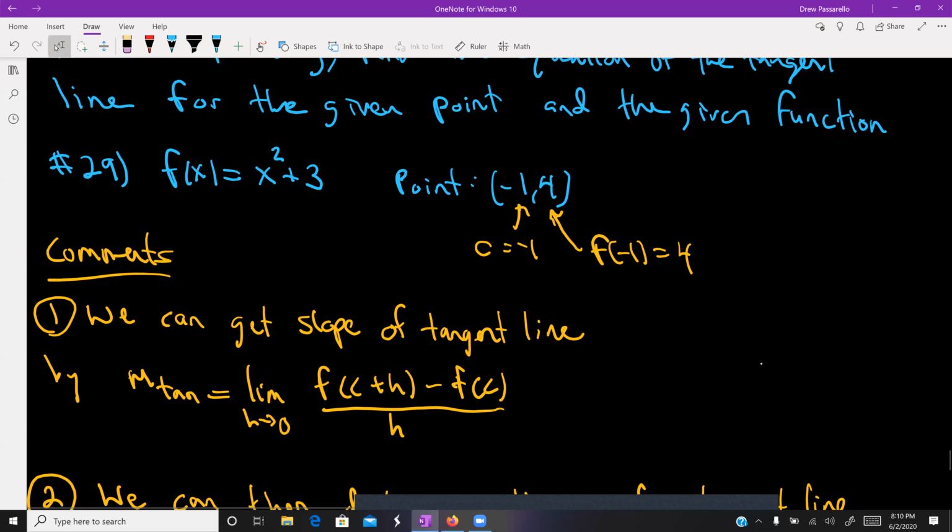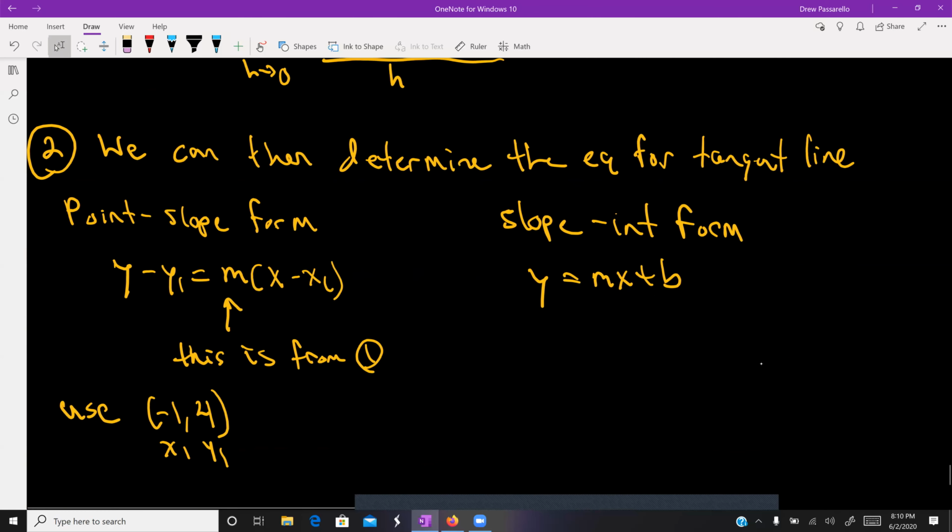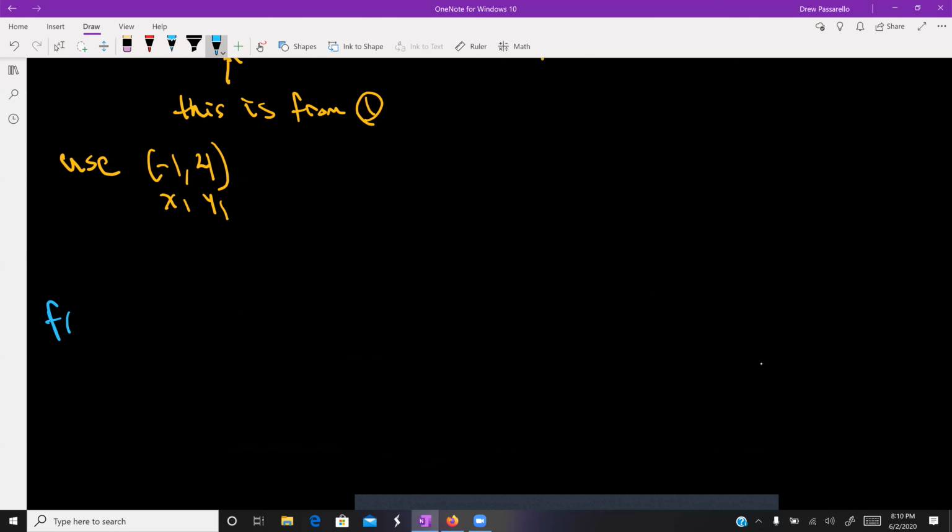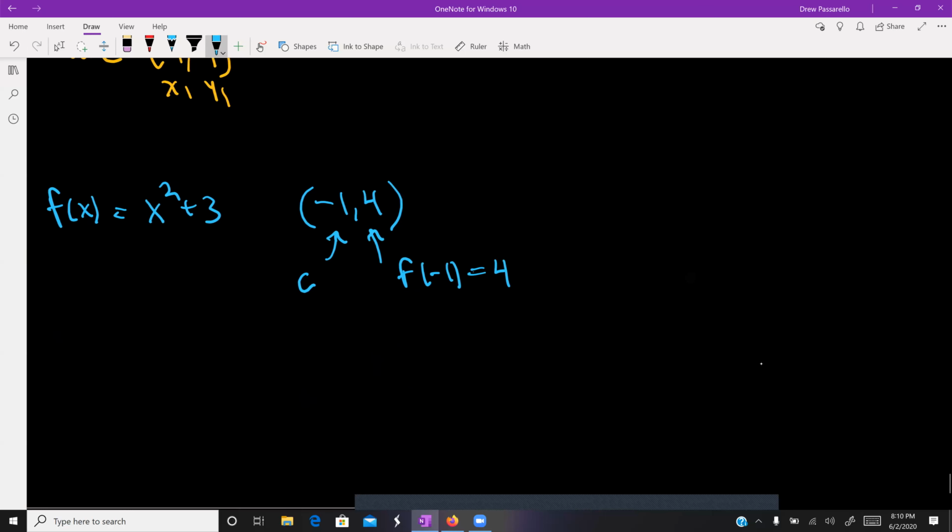All right, so our function is x squared plus 3. And again, the point that was given is -1, 4. So C is the x-coordinate of that point, and f of -1 is the y-coordinate of the point. So the first thing is to determine the slope of the tangent line.